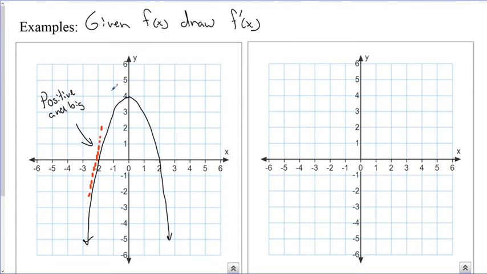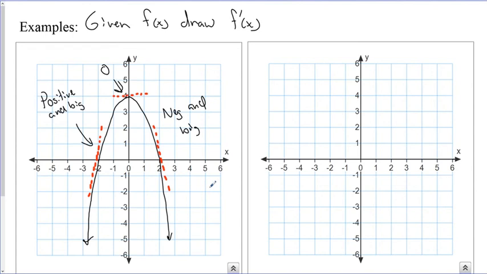When I draw a tangent line here at 4, the value of the tangent line will be 0. And then if I draw a tangent line here, the slope of that tangent line will be both negative and big.